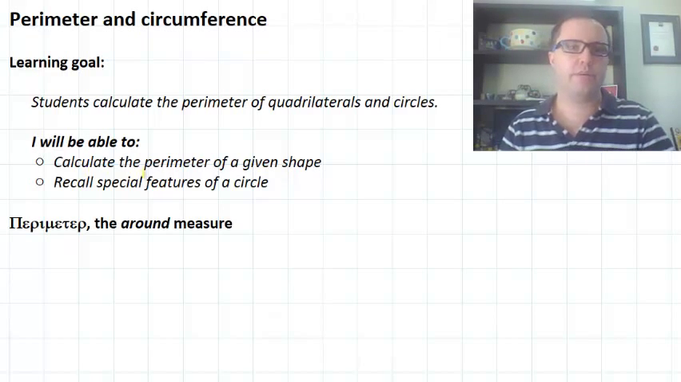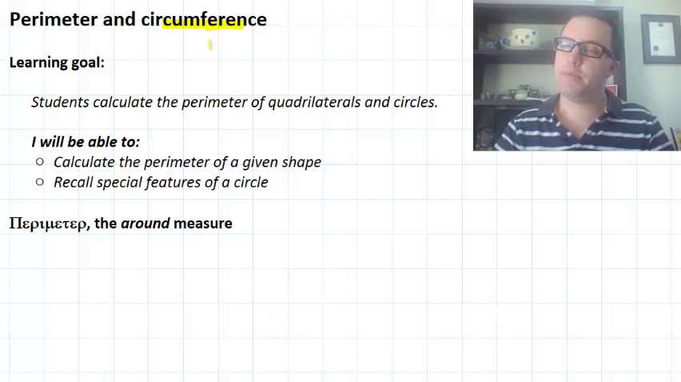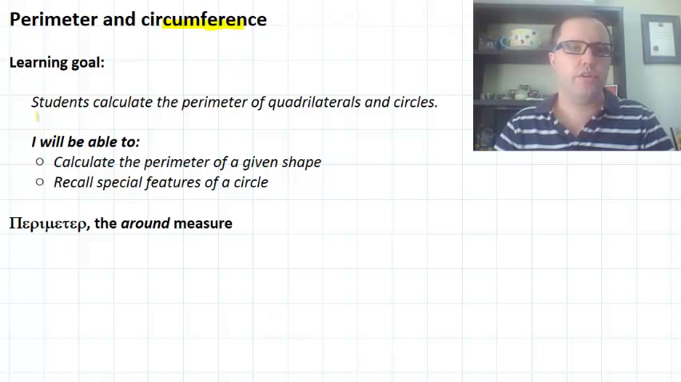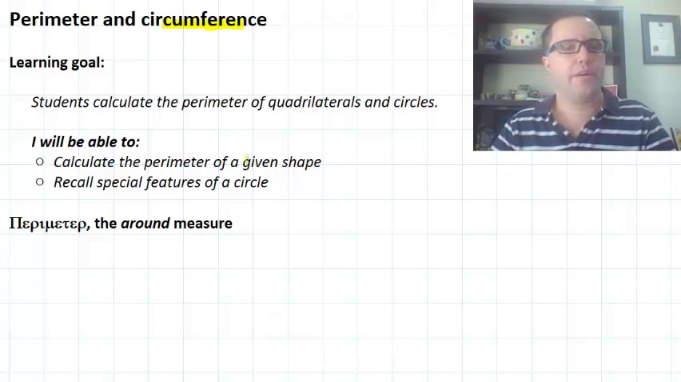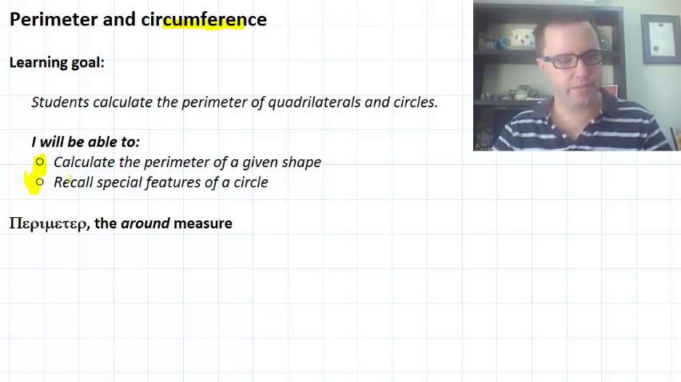Okay, so first up we're going to be looking at these two concepts called perimeter and circumference, which might be a little bit new, and so your learning goal for this is that students are able to calculate the perimeter of quadrilaterals and circles. And by the end of this, you'll be able to calculate the perimeter of a given shape and recall special features of a circle.